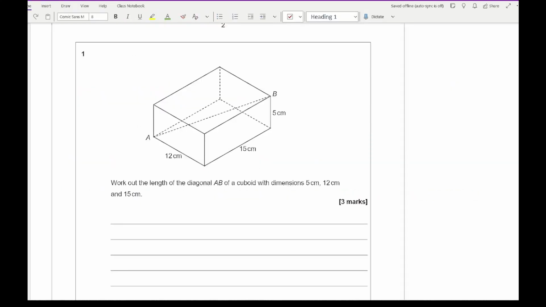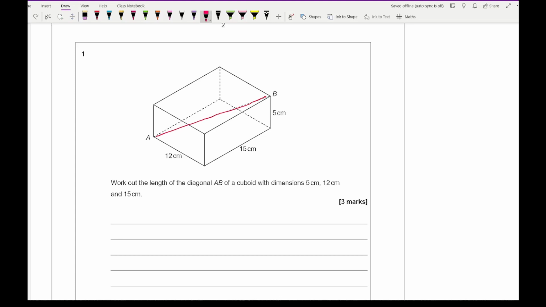So let's get started on question 1. Question 1 says, work out the length of the diagonal AB in the cuboid with dimensions of 5 centimetres, 12 centimetres and 15 centimetres. Again, the first thing I want to do is highlight what it is that I'm actually wanting to work out. So I want to work out the length of this pink line.